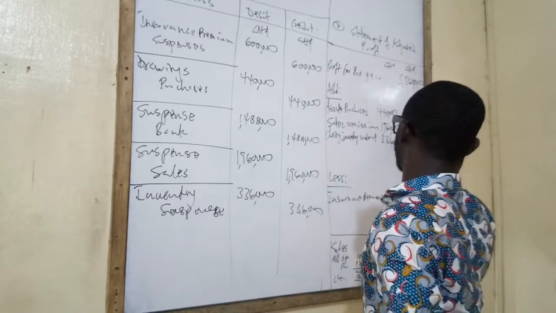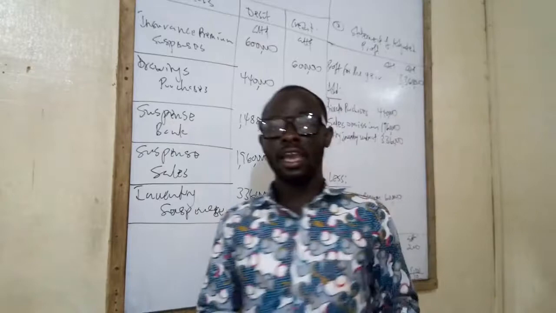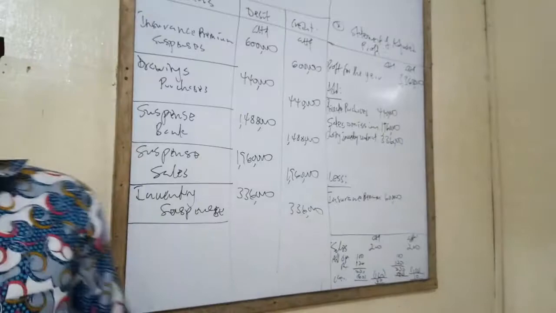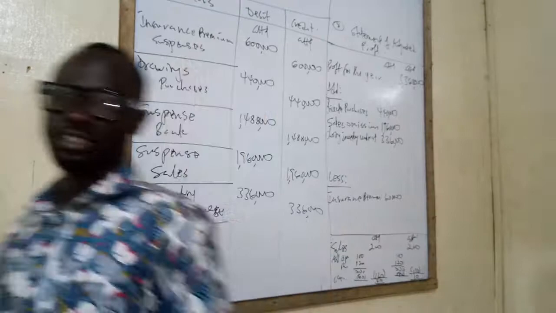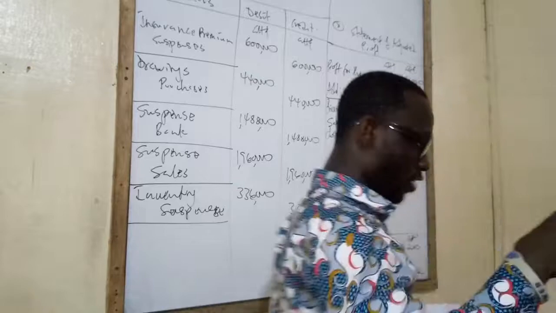Next point. A transaction in the debit side of the cash book amounting to 528,000 was recorded as 5,280. This is like an error of transposition, right? So it's on the debit side of the cash book. What kind of error is this? The amount has been reduced. So we need to find the difference and bring it to the debit side of the cash book.